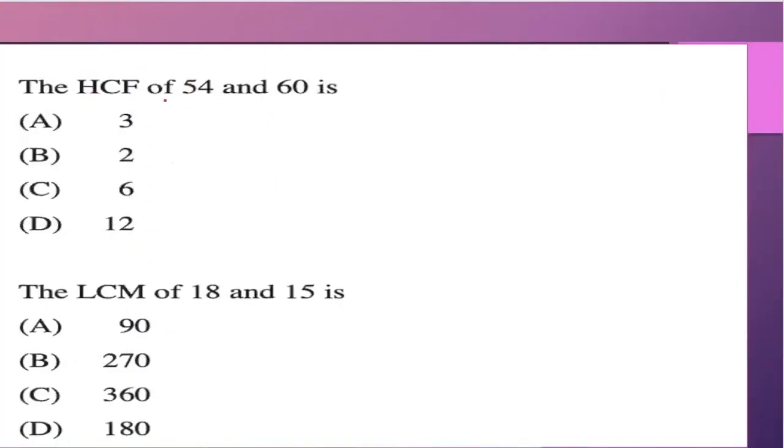Now the highest common factor. So what we need to do is list all the factors of 54. So the factors of 54, I'm going to list as follows. And factors are numbers that can go into it without leaving a remainder. So 1, 2, 3, 6, 9, 18, 27, and 54.